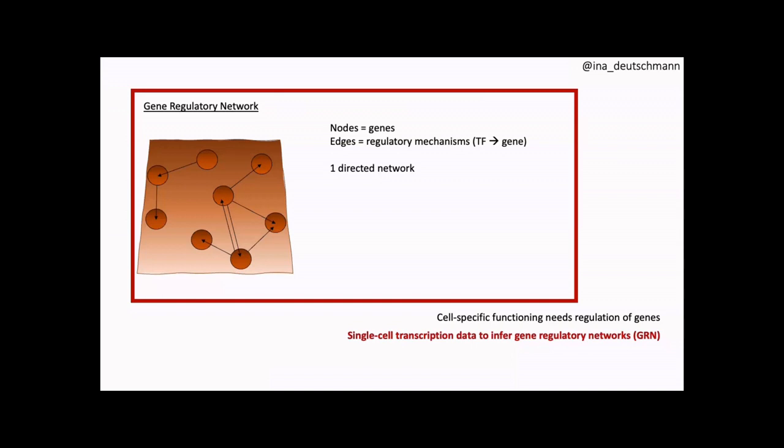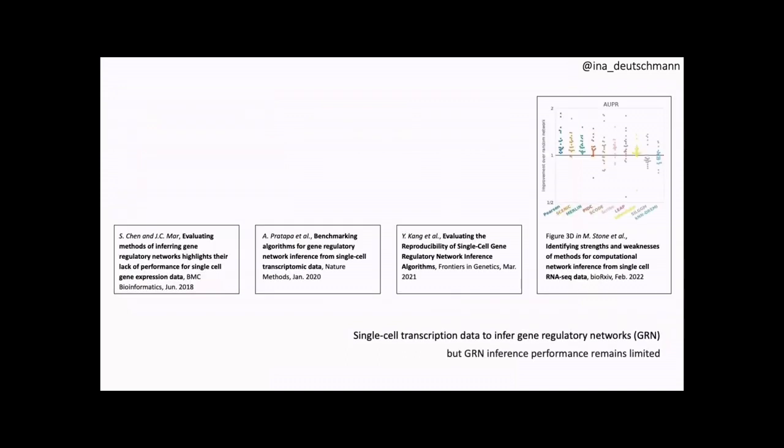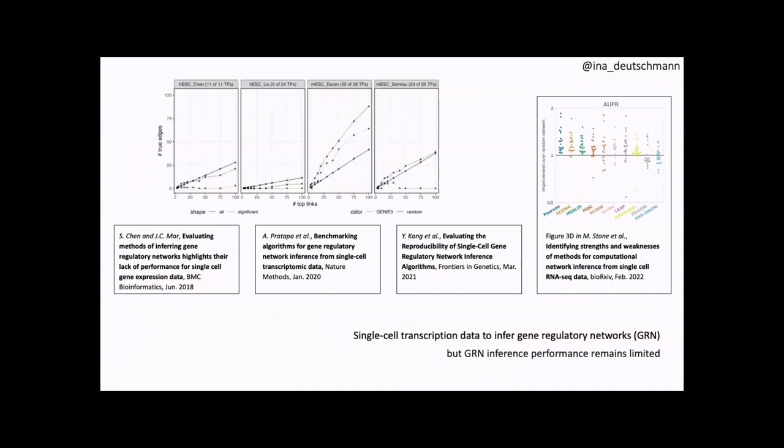Usually, in single-cell studies, transcription data is used to infer gene regulatory networks. But several benchmark studies have shown that tools to infer gene regulatory networks are rather poor in their performance. One of the state-of-the-art tools is Gene3. We applied it to publicly available data of human and mouse embryonic stem cells.